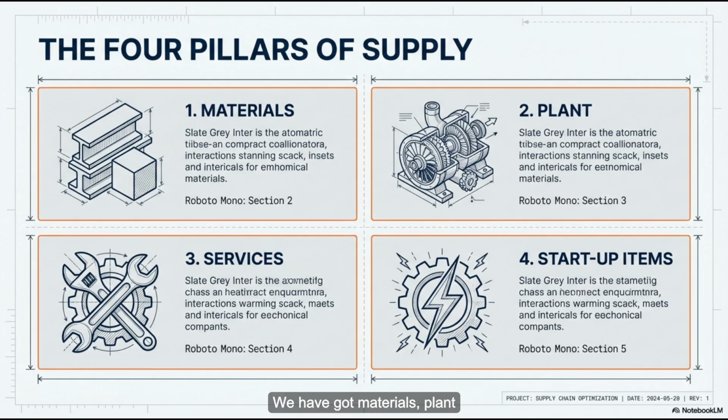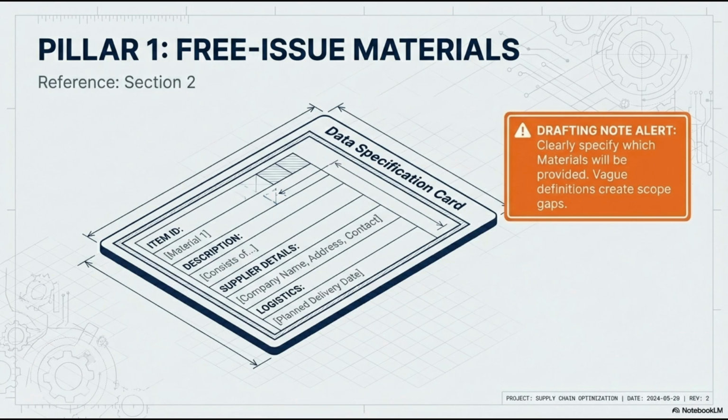We have got materials, plant services, and startup items. Right. And while they sound somewhat similar, the logistical headaches for each one are totally different. Let's start with the big ones then. Materials and plant. This is sections 2 and 3 of the source text. Just so we are crystal clear on the terminology here, how does this document actually distinguish between the two?